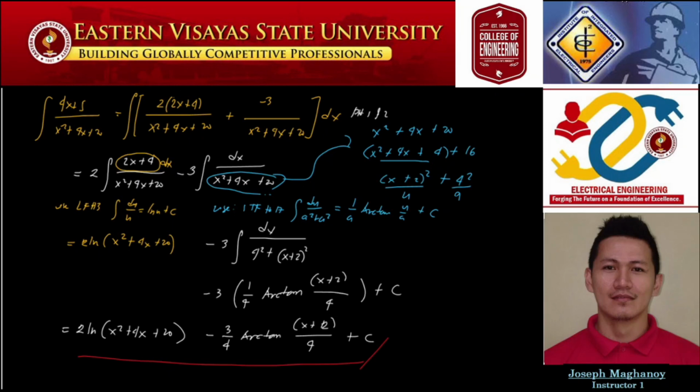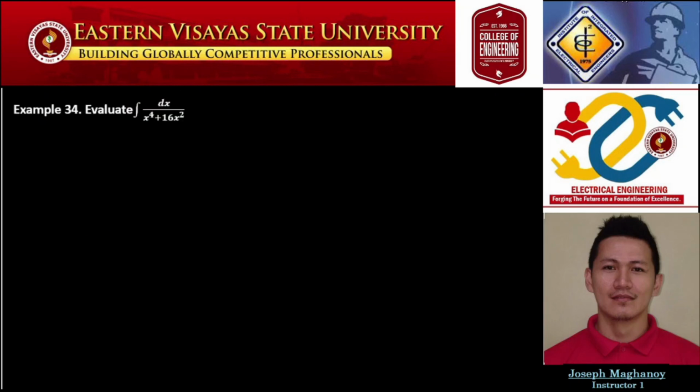Okay, moving on to your next example. Okay, for your next example, for case number 3, example number 34. Evaluate the integral of dx all over x to the 4th plus 6x squared. Okay, your example number 34 can be found in your workbook on page 115. Okay, so let's start. Let's rewrite first our function to our partial fraction format.